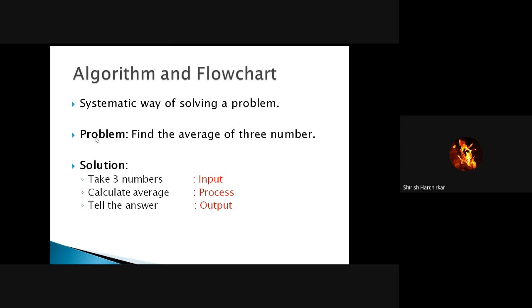Okay, so here consider one problem: finding the average of three numbers. I think you people know the average of three numbers. So how will you solve it? You just require three numbers. You will take the three numbers, add them, then divide by 3. Whatever number you get is the actual answer, and you will tell that answer to whoever is asking. So this is the solution, a normal solution we have. But when we use an algorithm or flowchart, it is nothing but writing it in a systematic way. We'll see how we write that.